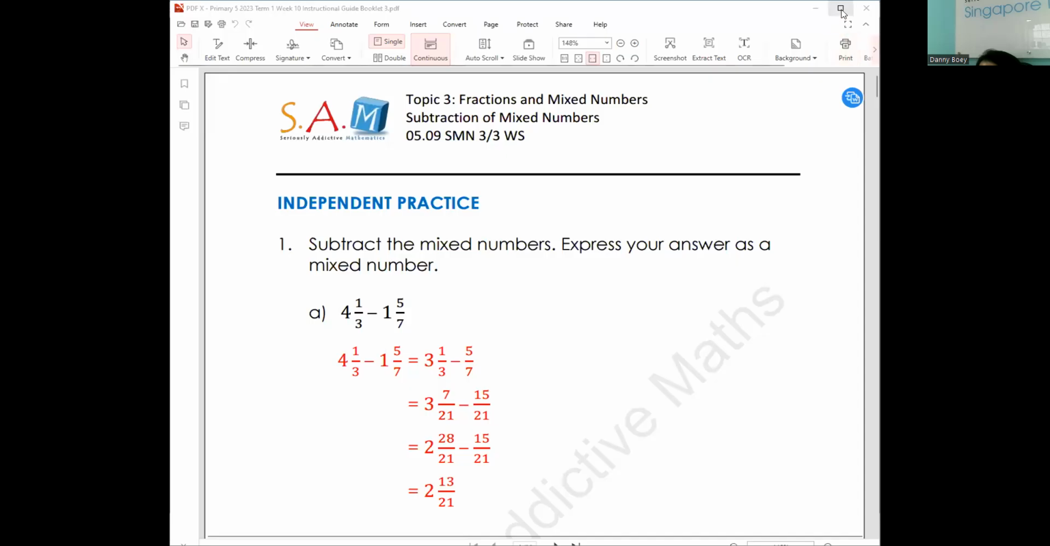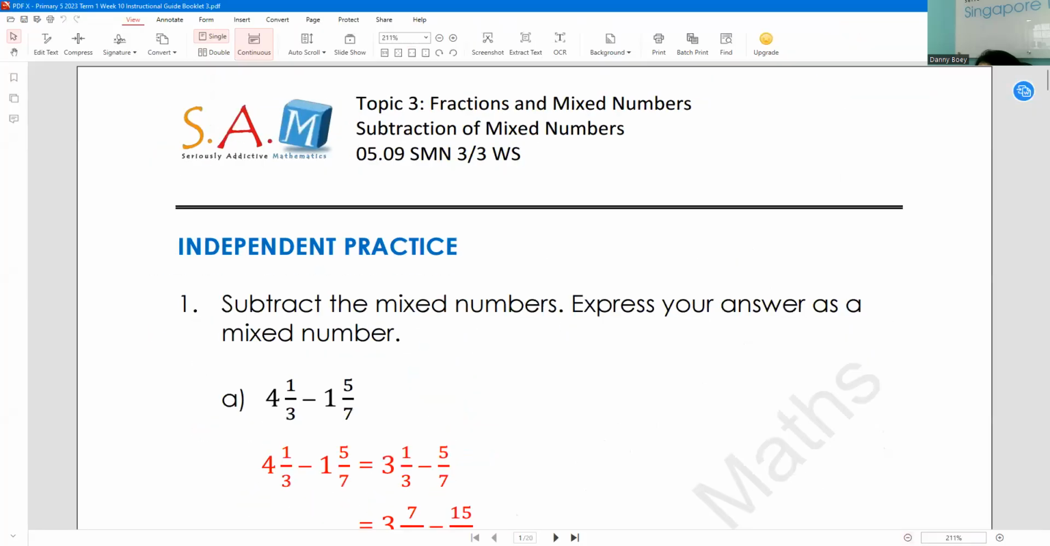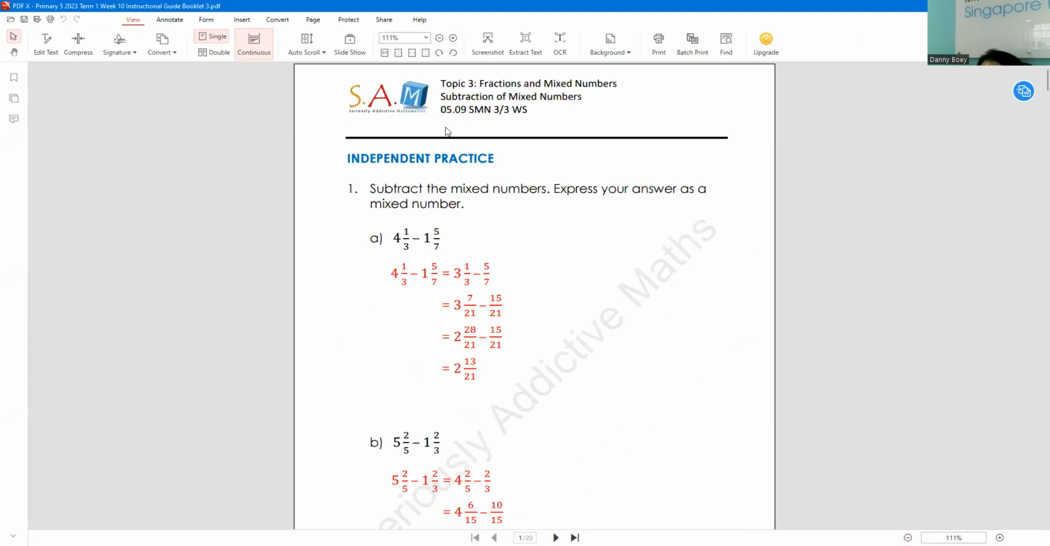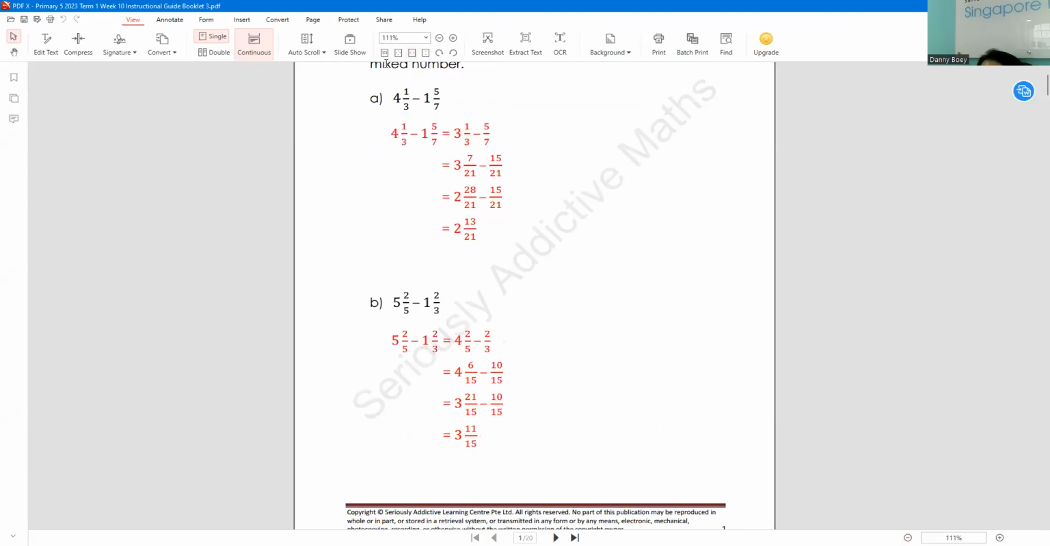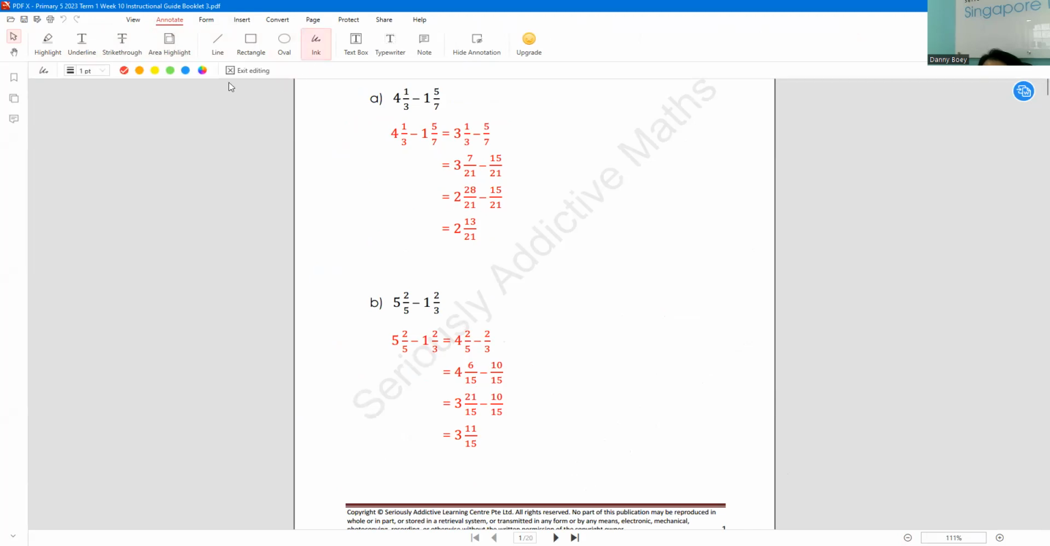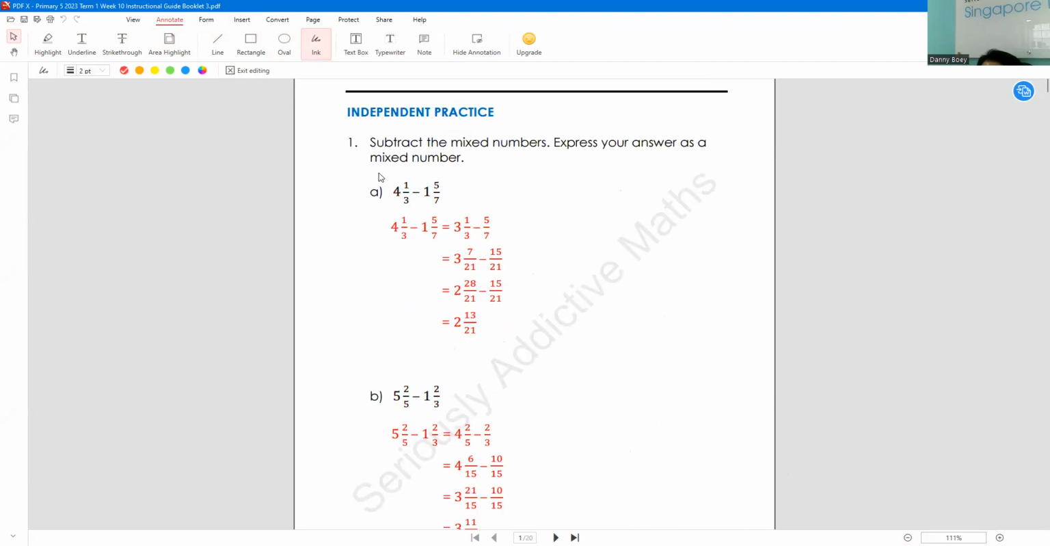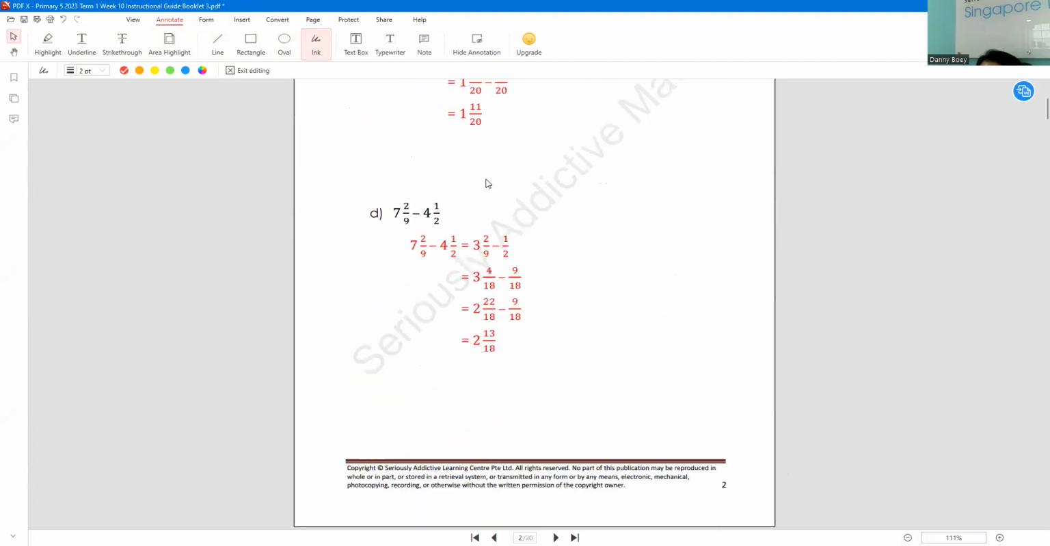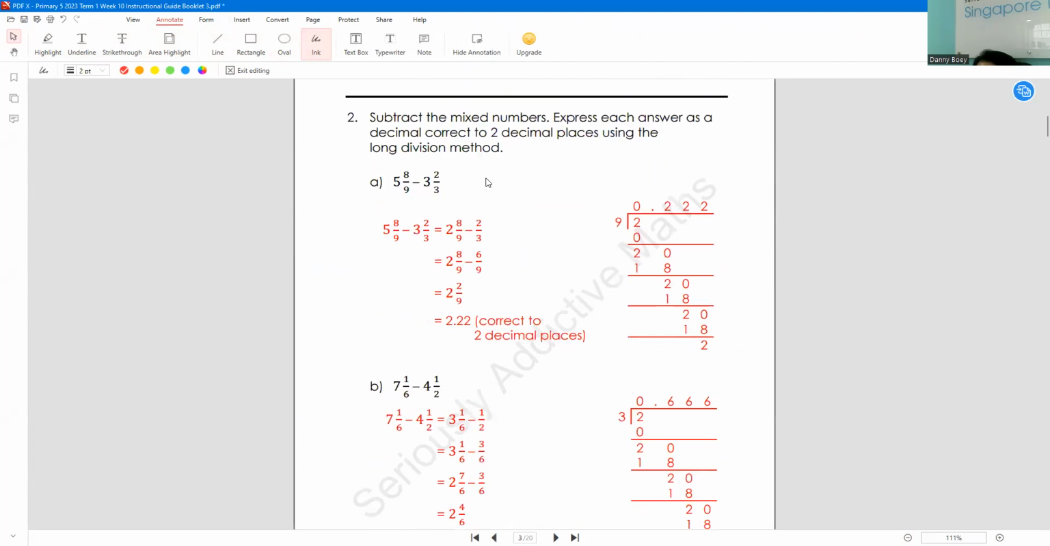Yep. So I would say, get them to do a variety of questions. One of it will be this one over here. The thing about using PDFX is that you cannot open multiple documents in one, so you got to open it one by one. Okay, so get them to try A. This one is to convert into mixed number. A few questions of this.